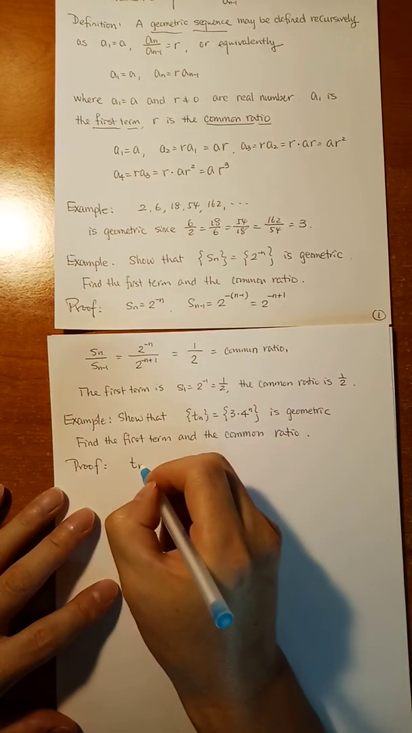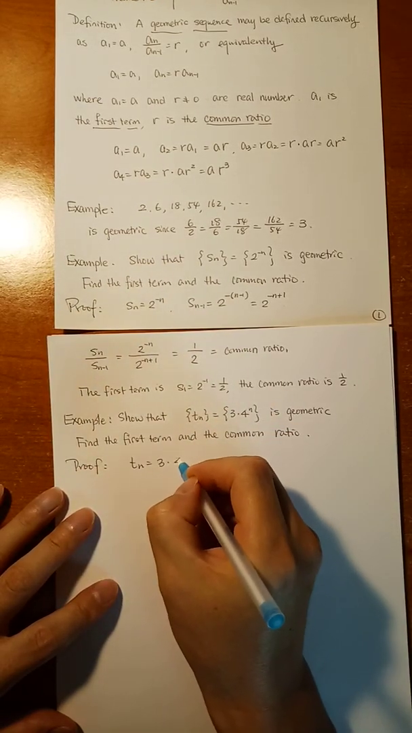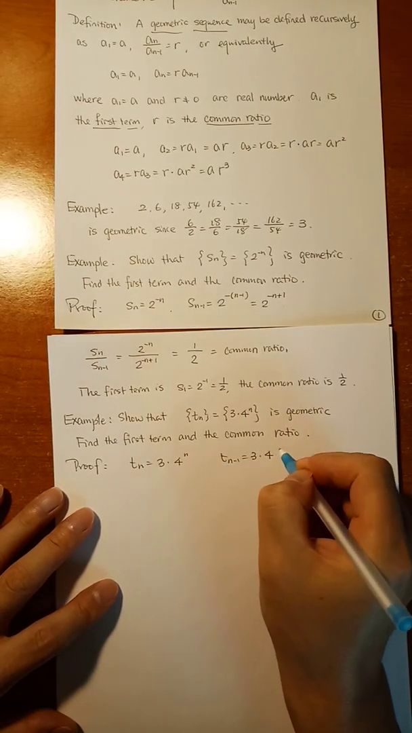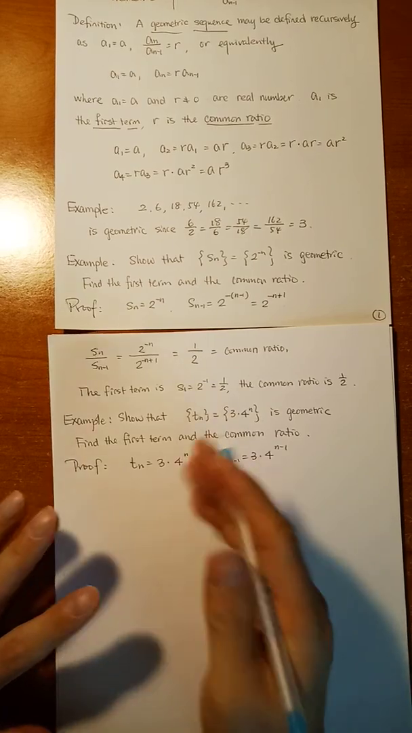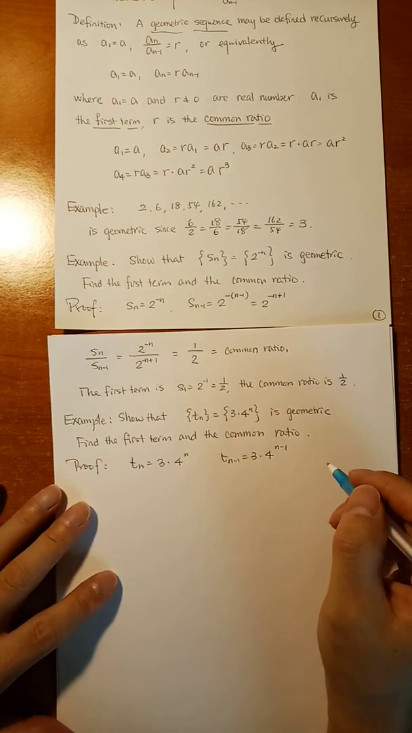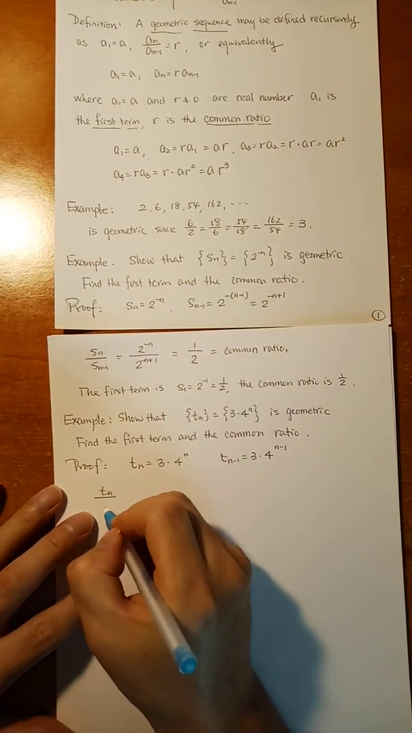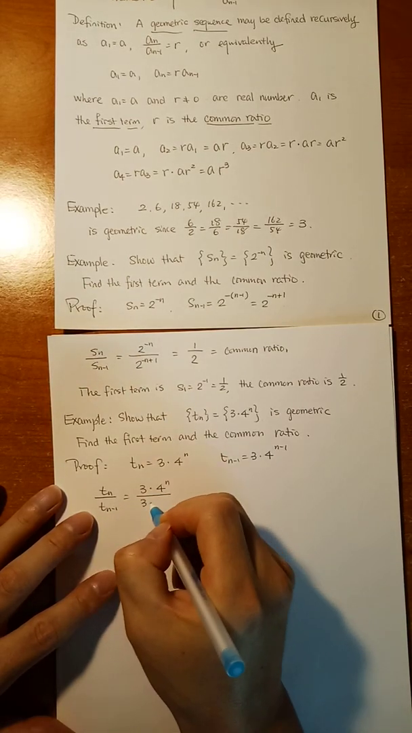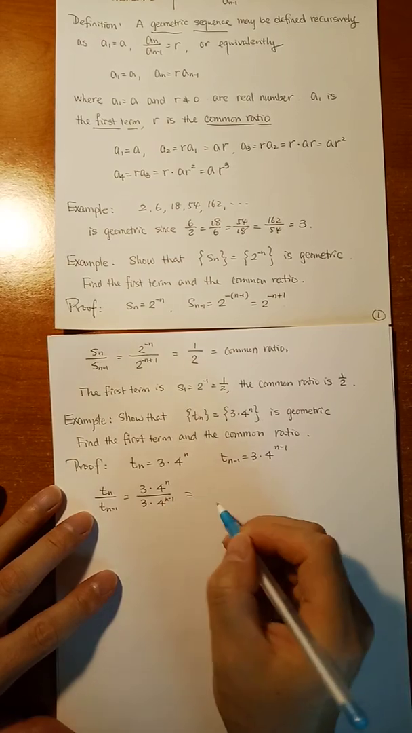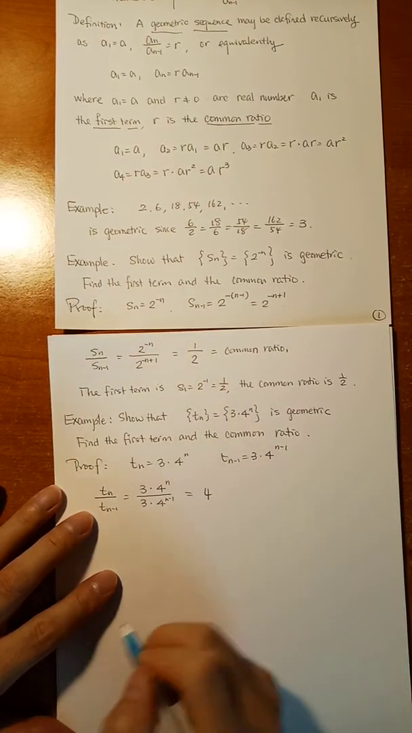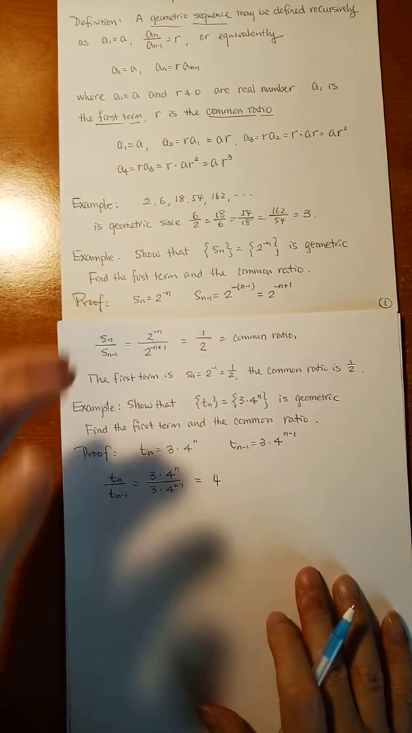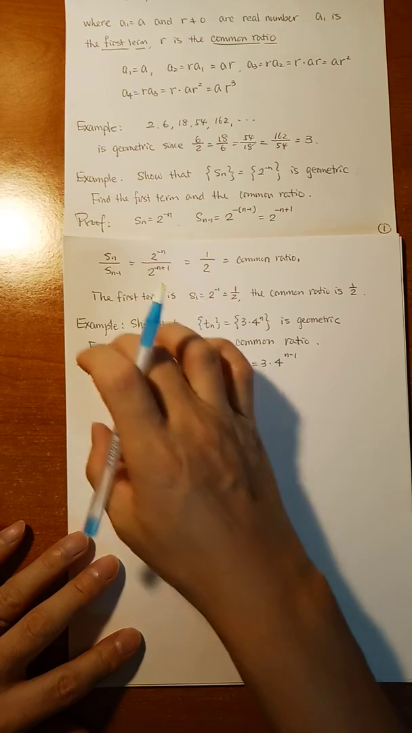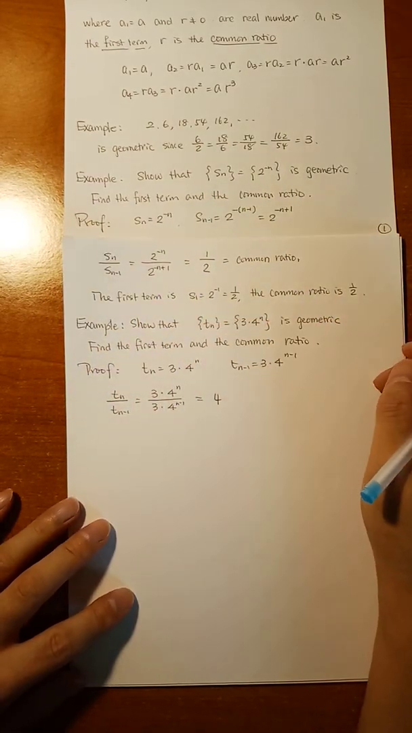So in this place you have Tn. Tn is 3 times 4 to the n. Tn minus 1 is 3 times 4 to the n minus 1. In this place, there's no sign, so you don't have to put a parenthesis. Okay, then the ratio Tn over Tn minus 1 is 3 times 4 to the n over 3 times 4 to the n minus 1, so it's equal to 4. This 4 is the common ratio, and this fixed number 4 just tells us this sequence is a geometric sequence.